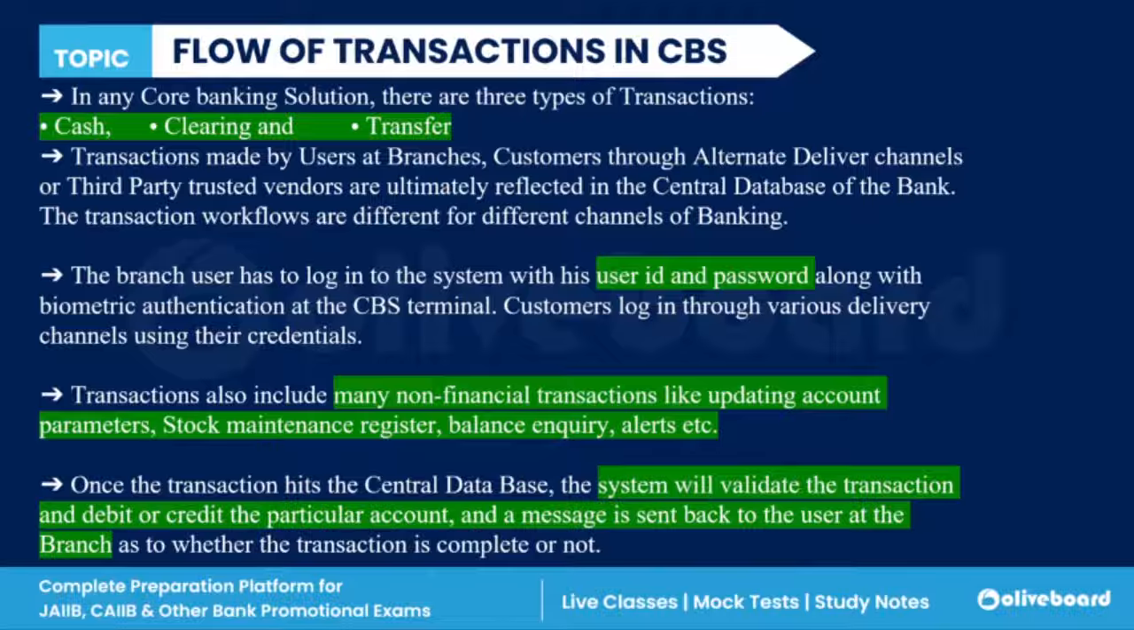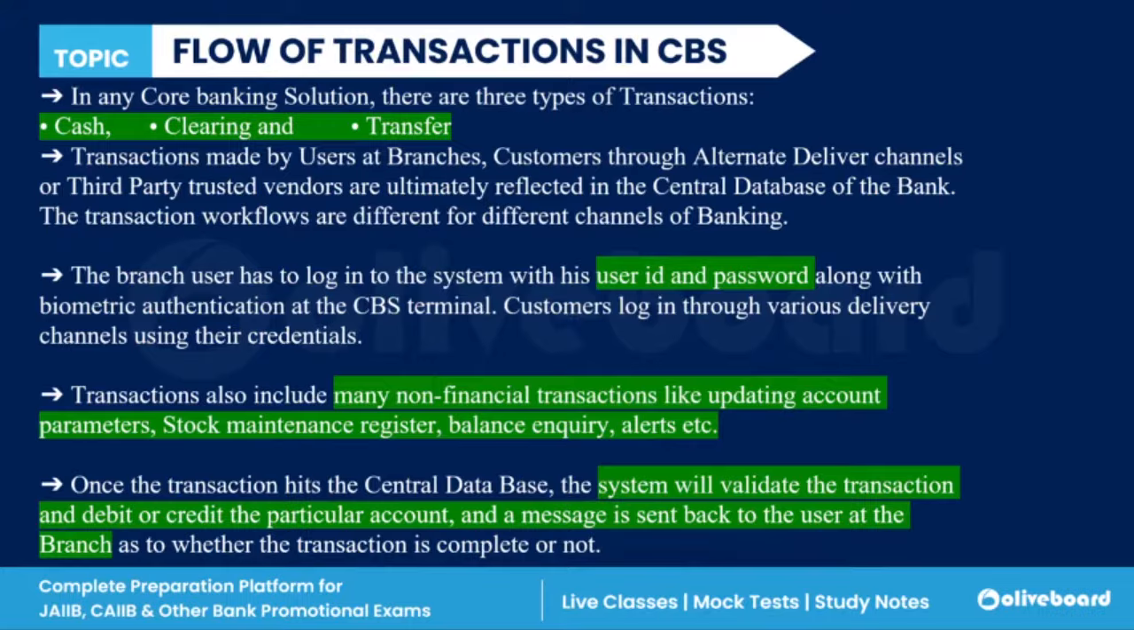So there are three main types of transactions. If we talk about the core banking solution, there are three main types of transaction: cash, clearing, and transfer, right? So in any core banking solution, there are three specific types of transaction. This is cash, clearing, and transfer, right?